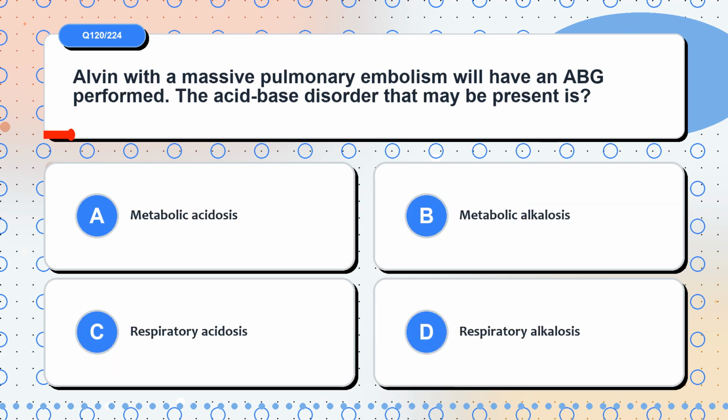Question 120. Alvin with a massive pulmonary embolism will have an ABG performed. The acid-base disorder that may be present is? Here are the options. Option A. Metabolic acidosis. Option B. Metabolic alkalosis. Option C. Respiratory acidosis. Option D. Respiratory alkalosis.